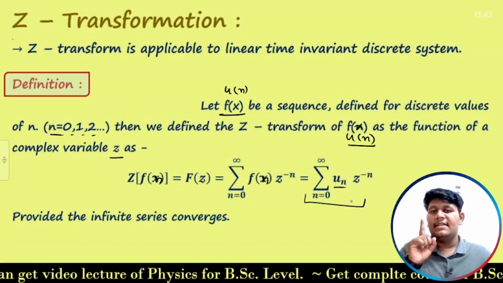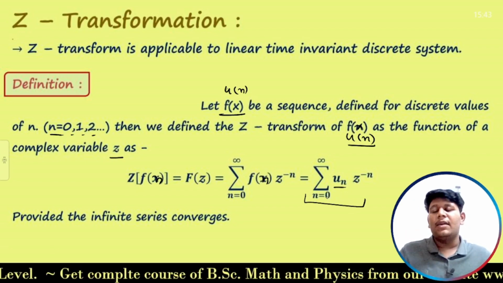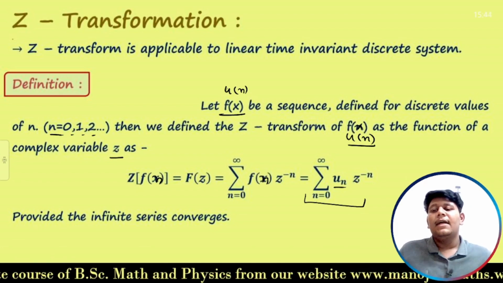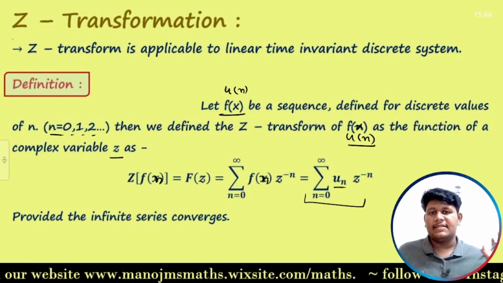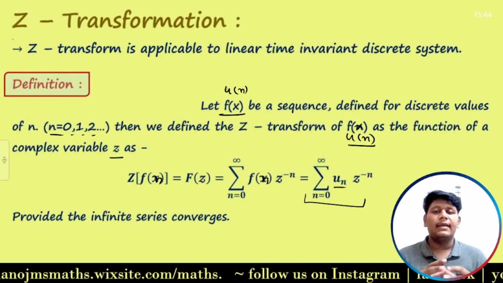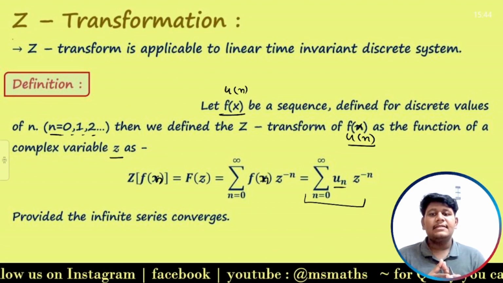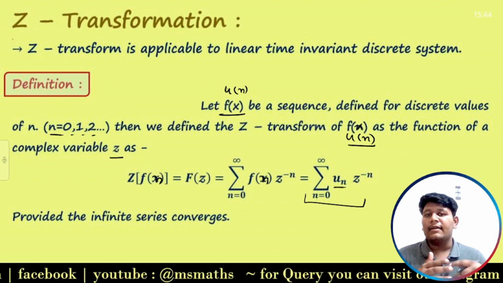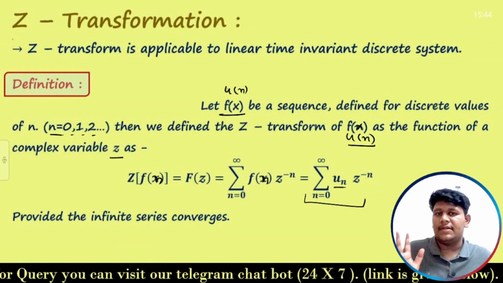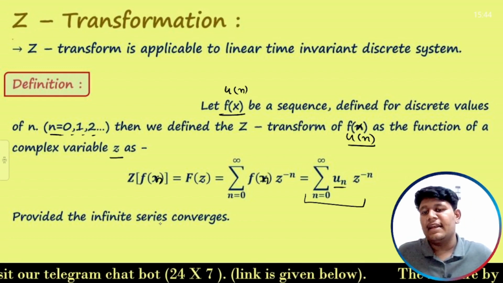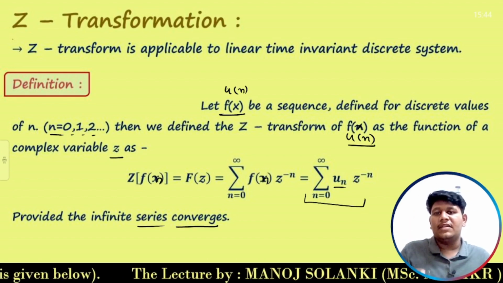This series must be convergent. If it is not convergent, the Z transformation is not applicable, or the definition of the Z transformation fails. Basically, this infinite series must be convergent. This is the necessary condition for the Z transformation: the series which occurs in the Z transformation must be convergent.